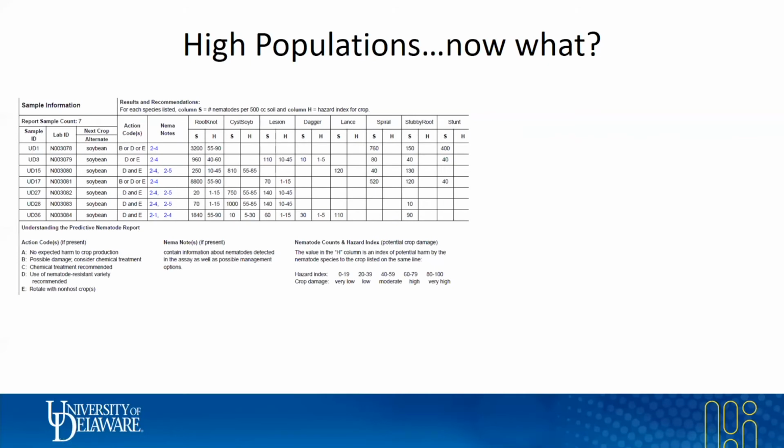So when you send these samples off, you typically get a table that comes back and lets you know what type of nematodes you have and what populations they're at. This little snapshot that I put in here was some fields that I had this year where they had particularly high nematode counts. It'll give some recommendations here that you may want to consider.